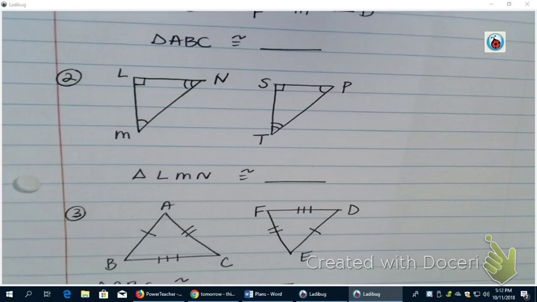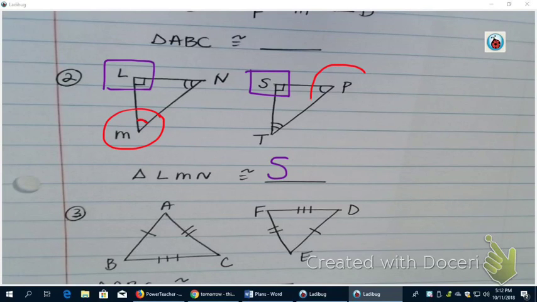So for number 2, if you'll notice it's a little bit backwards. Okay, it says LMN. I can tell that L is congruent to S, so I know that's S. Okay, look at M. M is here. Notice it has one little curve there, so I'm going to find the one over here that has one little curve, so that must be P. And then N and T must match up, so it's triangle SPT.